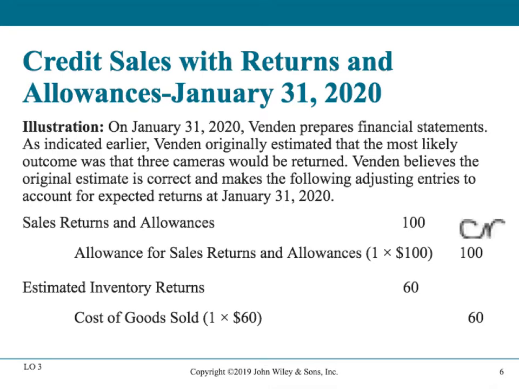Please recall that we have a very similar account that is also a contra asset, a contra accounts receivable, called allowance for doubtful accounts. But that's a different type of allowance that we are setting up. And then we will also debit inventory returns at $60 for 1 more camera and reduce our cost of goods sold.